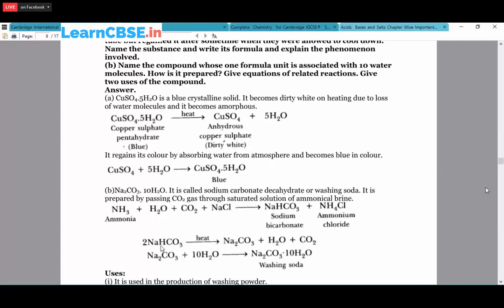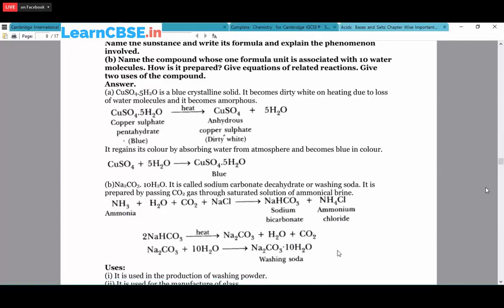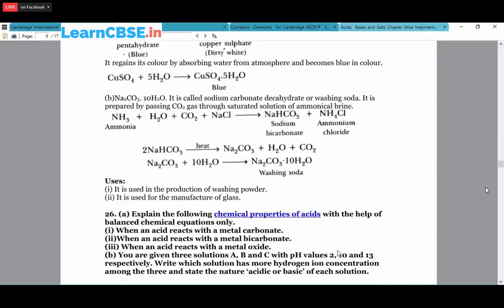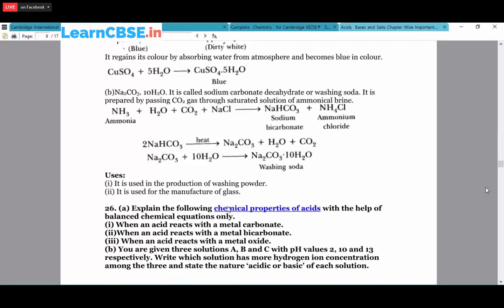So we have to take two molecules of NaHCO3. When we heat it, we will get sodium carbonate plus H2O plus CO2. Then this sodium carbonate plus 10H2O gives us washing soda. The uses: it is used in the production of washing soda, and also for the manufacture of glass.